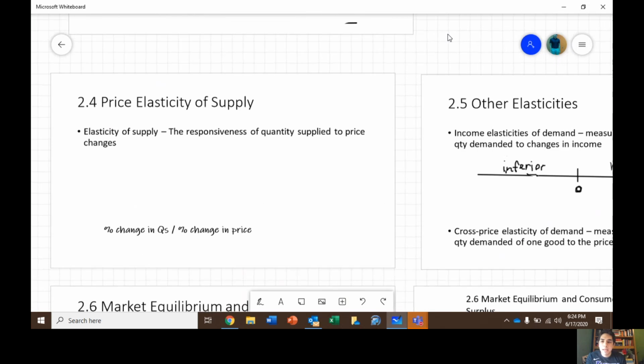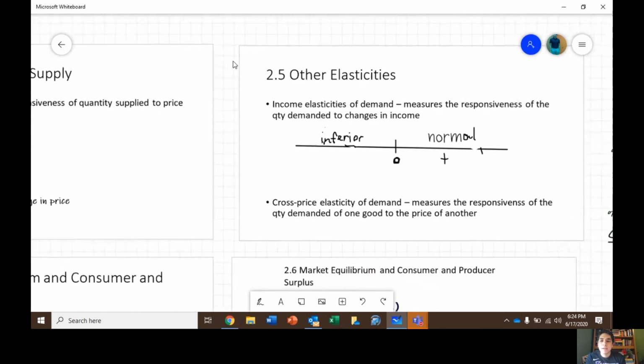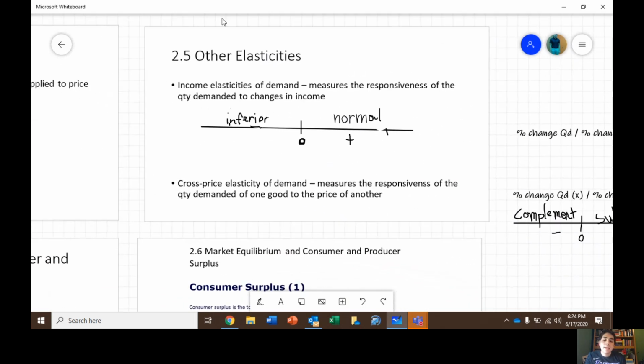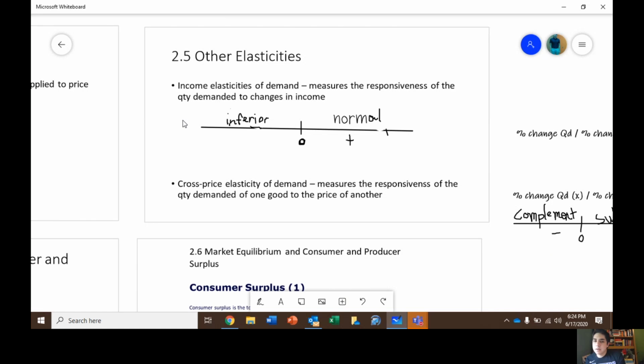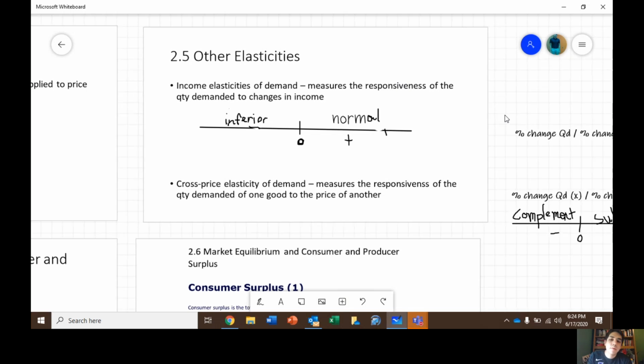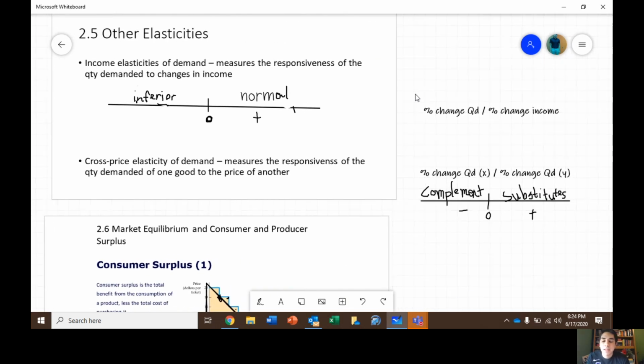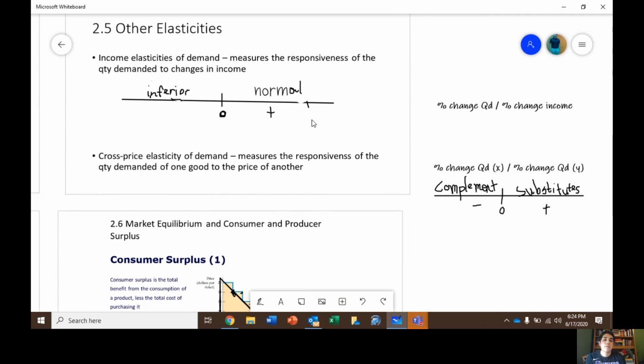I think elastic demand, however, is more important for understanding the opioid epidemic. Income elasticities of demand measure the responsiveness of the quantity demanded to changes in income. So for example, for inferior and normal goods, the percent change in quantity demanded over the percent change in income is your formula. If you get a negative after you plug it into this formula, then it's an example of an inferior good. If you get a positive, then it's an example of a normal good.